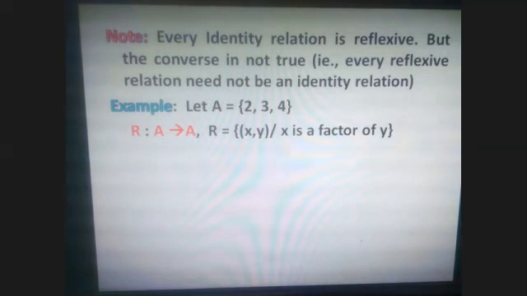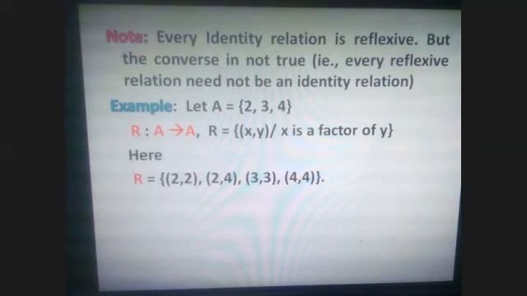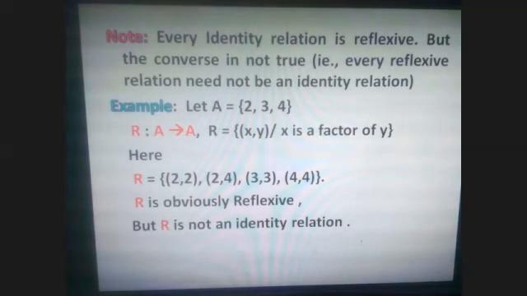But this is not the identity relation, because if I list the relation, what will it be? It will be (2,2), (3,3), (4,4) and (2,4) is also there. It is not an identity relation, but it is reflexive. So all identity relations are reflexive, but the converse is not true. There may be reflexive relations that are not identity relations. R is obviously reflexive, but R is not an identity relation.